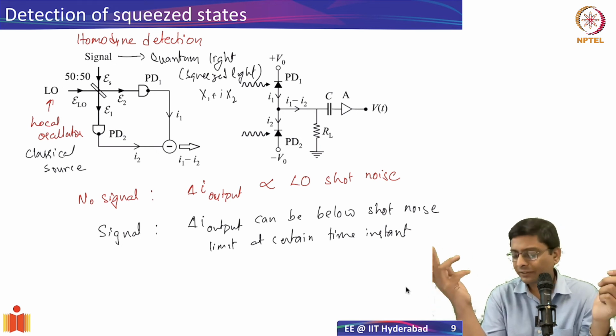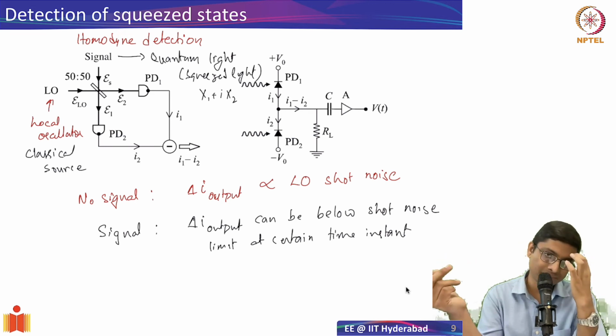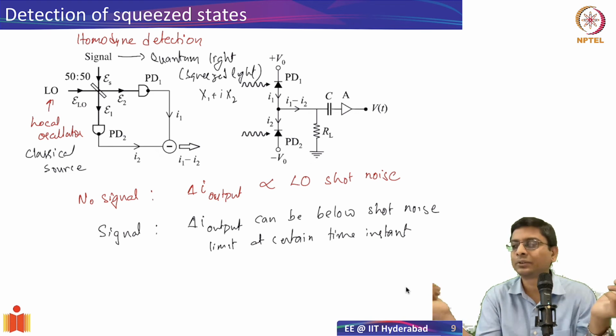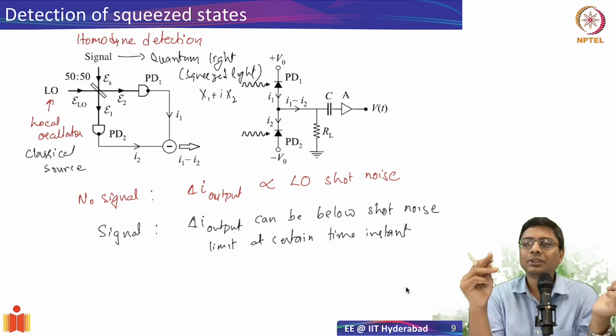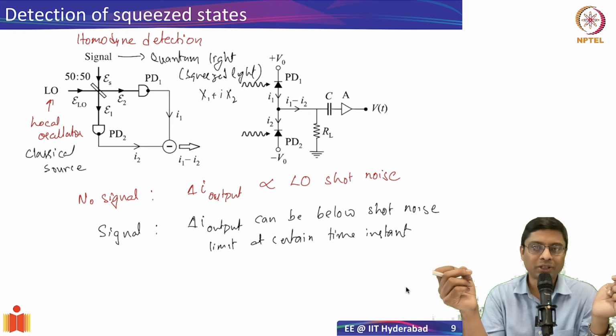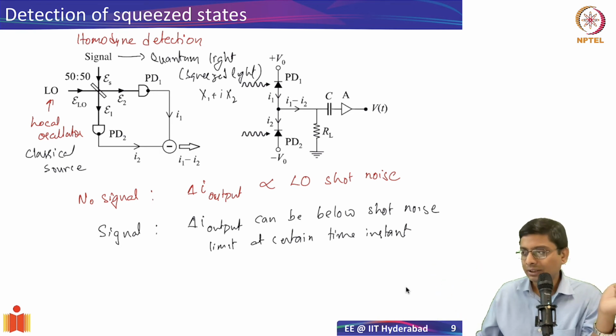In a way, this is a phase sensitive detection scheme. At certain phase differences, you can look at the photocurrent output and determine. So we don't need to go into the theory, but this is a scheme that we can use to detect squeezed states. Any questions?